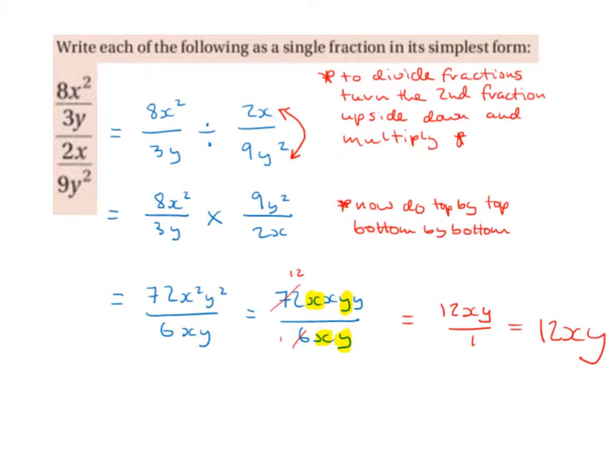So 8x squared times 9y squared is 72x squared y squared, and 3y times 2x is 6xy. So 72x squared y squared can be written as 72xxyy, and 6xy just stays as 6xy. We have a look at the numbers and we see what will divide into both of those. Well, 6 into 72 goes 12 times, and 6 into 6 goes once. The highlighted x's will cancel, and the highlighted y's will cancel, leaving us with 12xy as our numerator and 1 as our denominator, which just gives us 12xy.